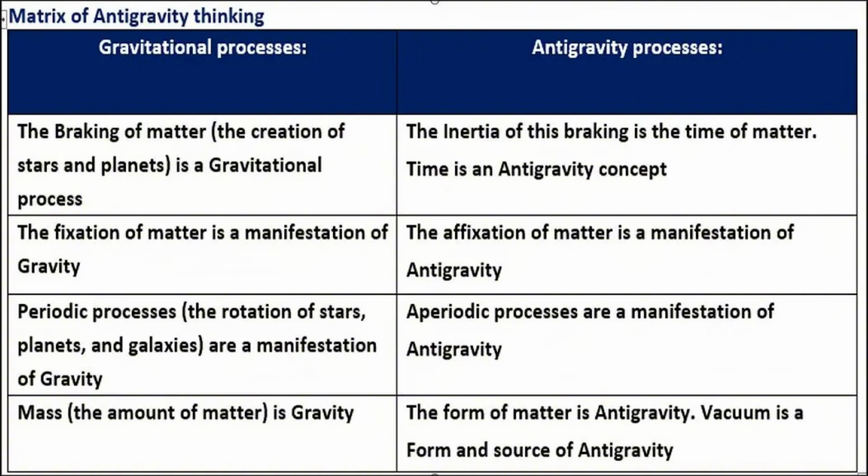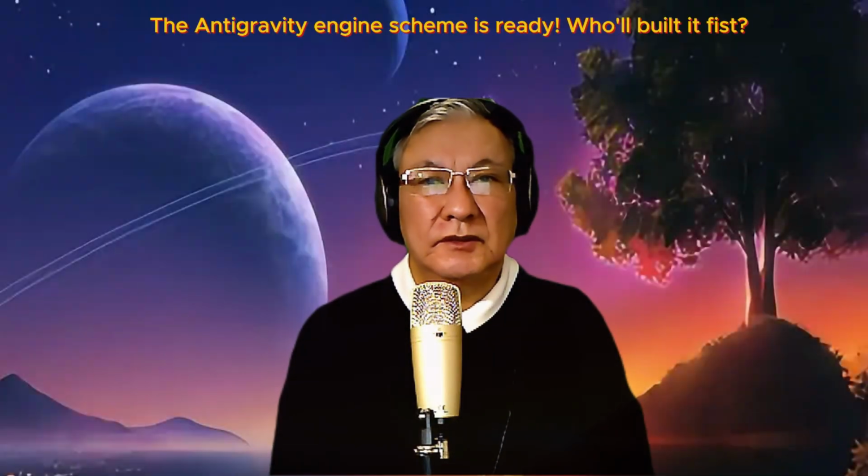Periodic processes in the universe, in nature as a whole, the rotation of stars, planets, and galaxies, are manifestations of gravity. Aperiodic processes are manifestations of antigravity. Mass is the quantity of matter and therefore gravity, naturally. But the form of matter is antigravity, that is, any act of shaping matter is an antigravitational process. Vacuum is form and the source of antigravity, but this will be explained later in the theory itself.